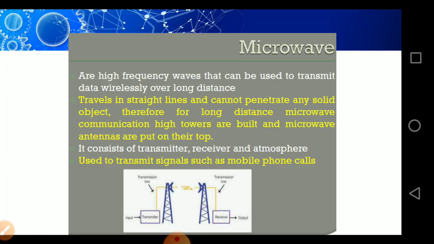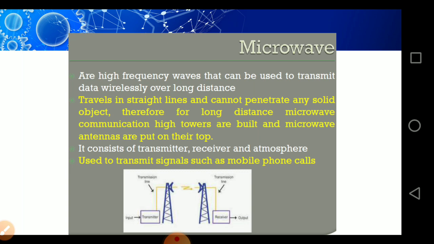Microwaves are high frequency waves that can be used to transmit the data wirelessly over long distances. You might have seen the mobile towers where the receivers or transmitters for these microwaves are placed. Since these microwaves cannot pass through solid surfaces, they are kept at a higher distance from the ground. It consists of a transmitter, receiver, and atmosphere. It is used to transmit signals such as mobile phone calls, etc.